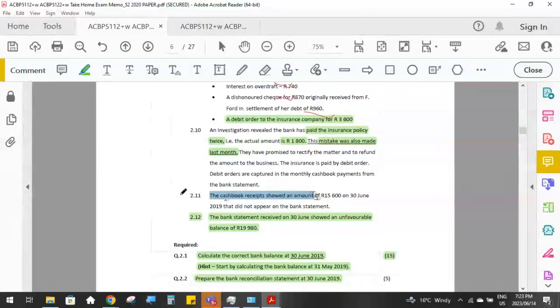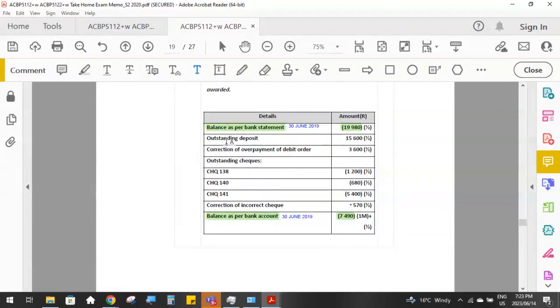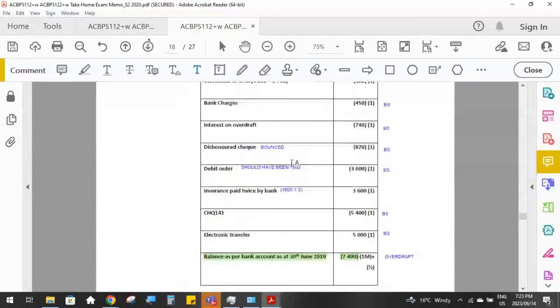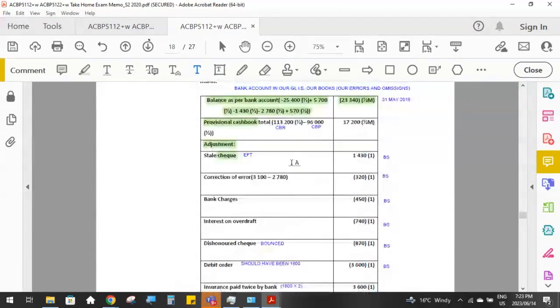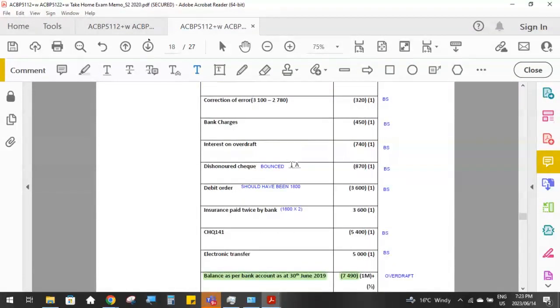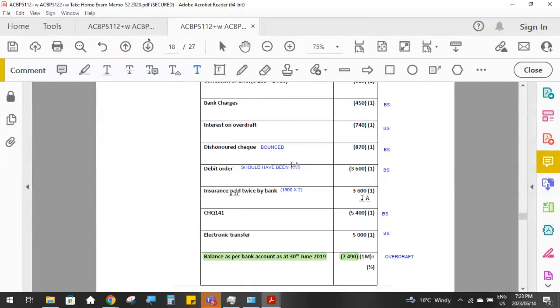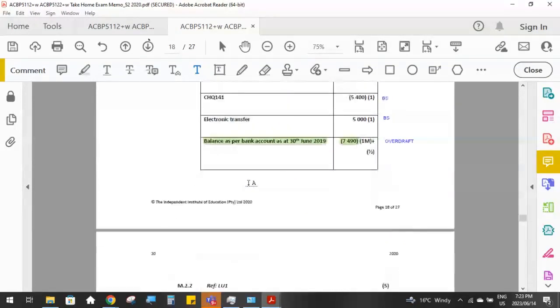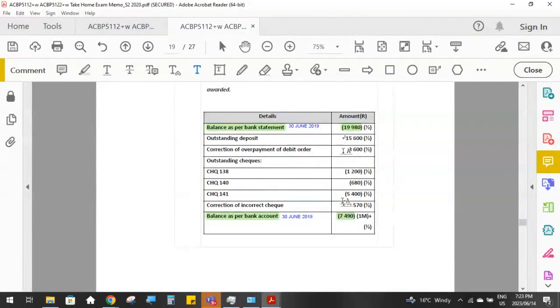Our cash book receipts showed an amount of 15,600 on the 30th of June, and that's not on the bank statement. So that we must put onto the bank recon. The bank must add 15,600 to our bank account. That overpayment of the debit order that we corrected in our cash book over here must also be corrected by the bank.